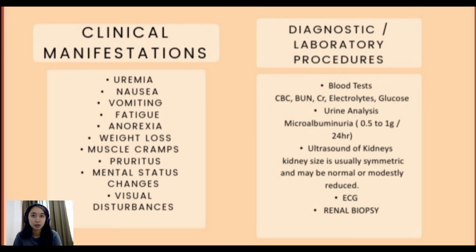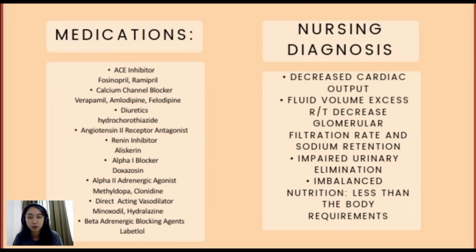Diagnostic laboratory procedures are blood test, urine analysis, ultrasound of the kidneys, ECG, and renal biopsy. Medications such as ACE inhibitor, calcium channel blockers, angiotensin II receptor antagonist, renin inhibitors, alpha-1 blocker, alpha-2 adrenergic agonist, direct-acting vasodilator, and beta-adrenergic blocking agents.